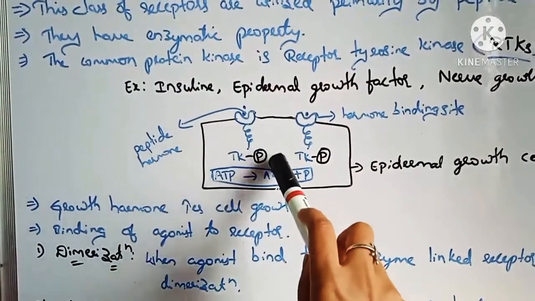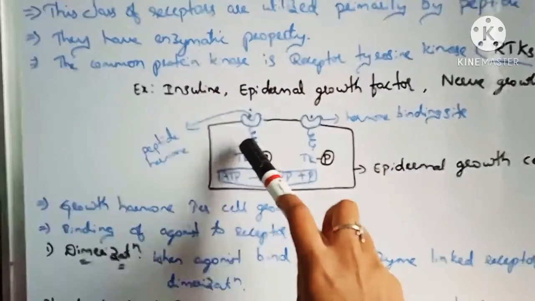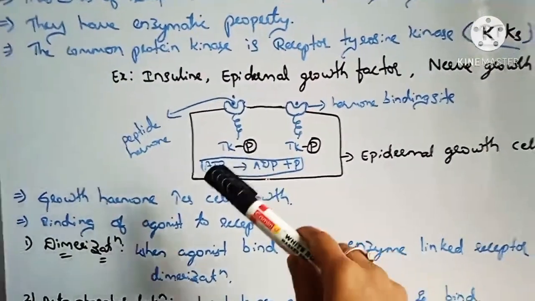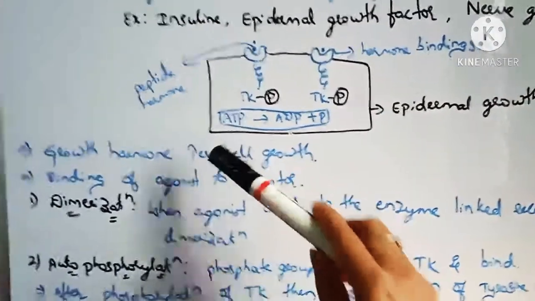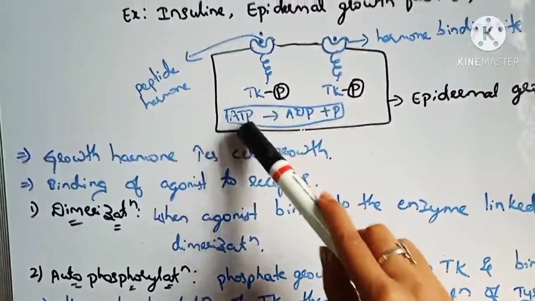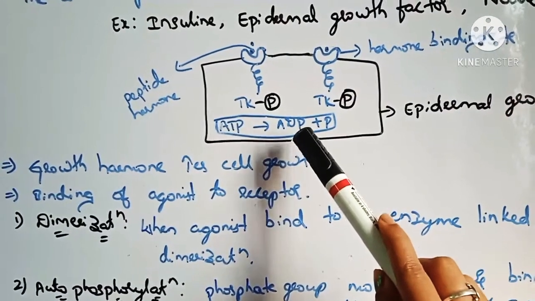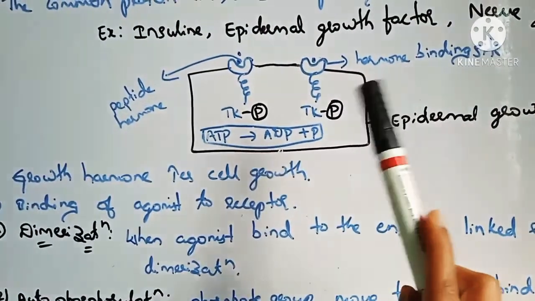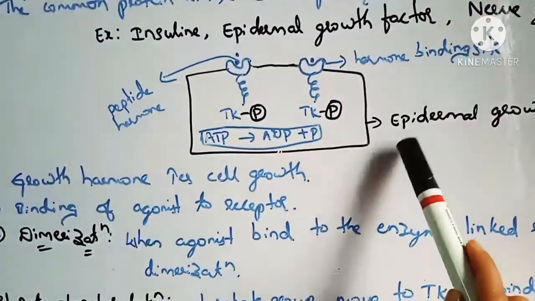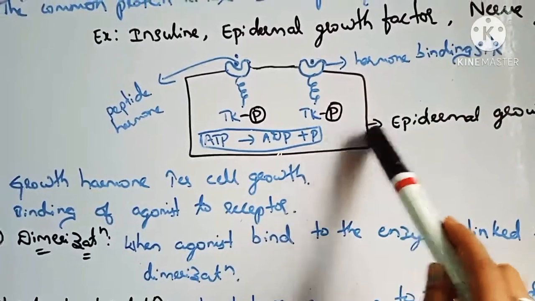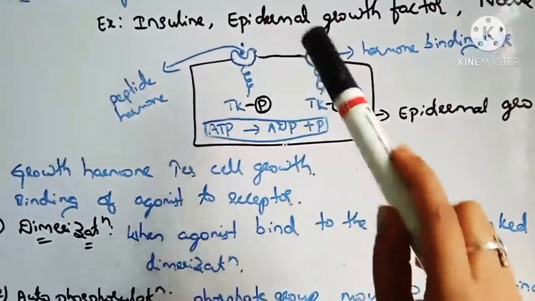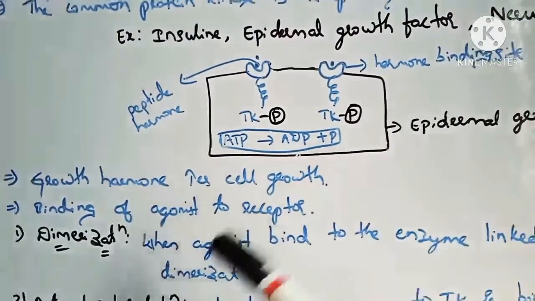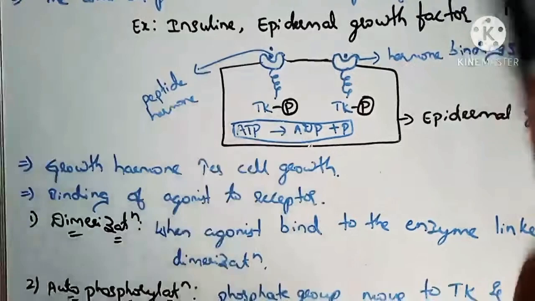How does the phosphate move to the tyrosine, meaning how does the dimerization process occur? ATP, adenosine triphosphate, is converted into adenosine diphosphate plus a phosphate group. One phosphate group is released, and this phosphate group combines with the tyrosine group. Mainly the growth hormone increases the cell growth, through binding of the agonist to the receptors.